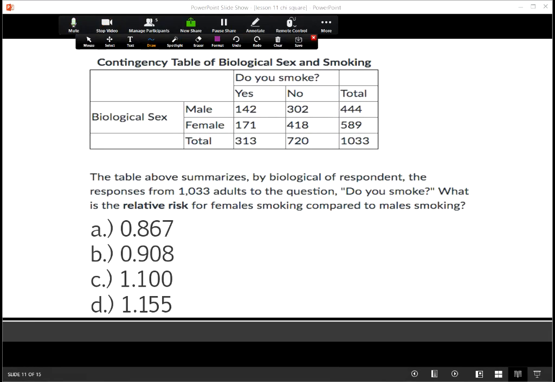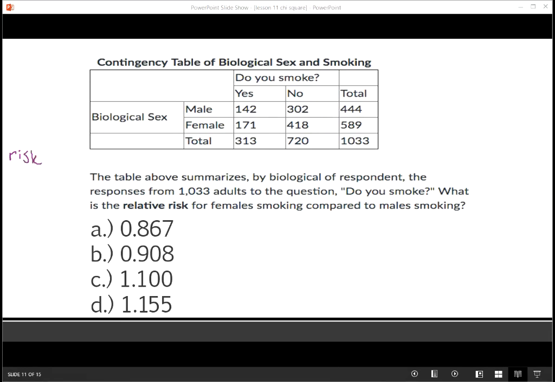So remember, if we're looking for just risk, let me write it over here. Risk is just going to be our number with the outcome divided by the total. So if we're talking about our risk in group 1, I'm just going to say R1, that's going to be the number with the outcome. We're talking about female smoking compared to male smoking, and they're trying to figure out, do you smoke? So that's going to be those who say yes.